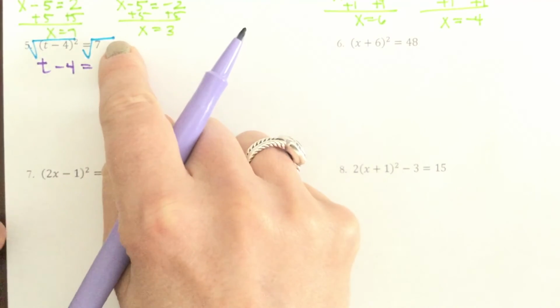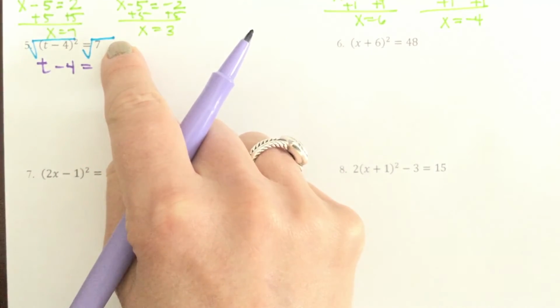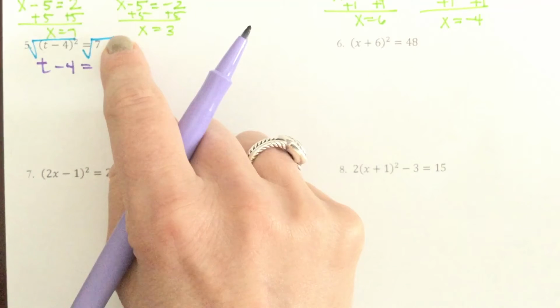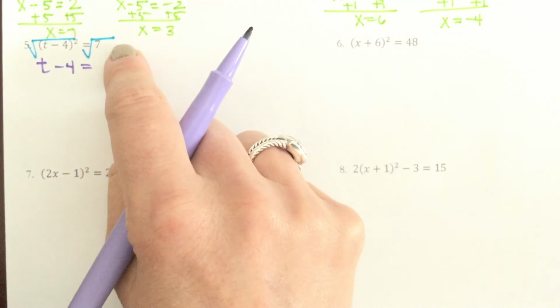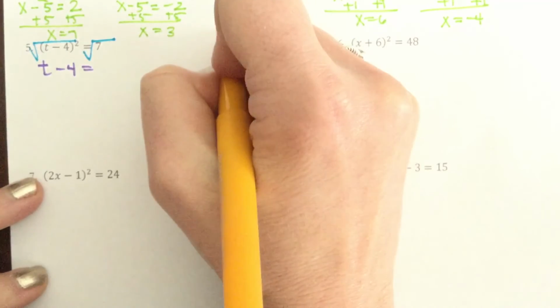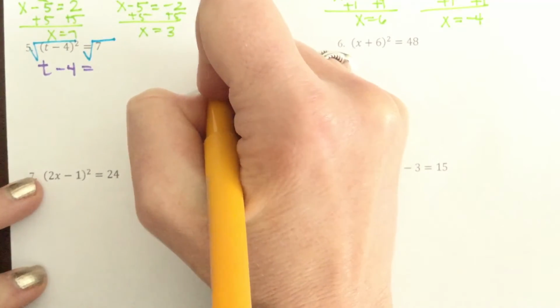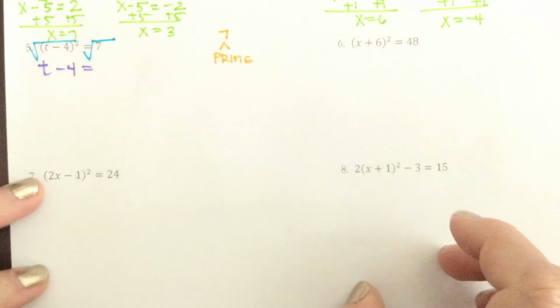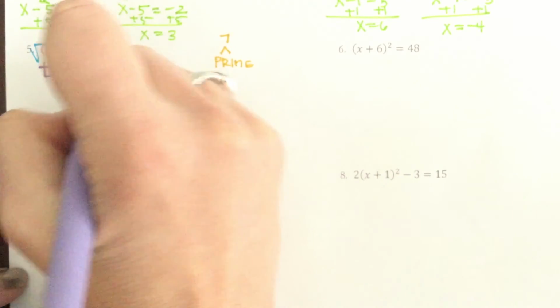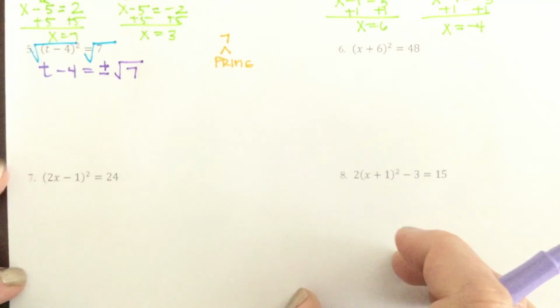But this time, the number under the radical, or my radicand, is not a perfect square. 7 is not a perfect square. So we can try to simplify the square root of 7. If I think about coming out here like we did yesterday and trying to simplify 7 into its prime factors, well, 7 is prime. So there's no way I can simplify the square root of 7 because I'm not going to have any pairs of numbers. So we're going to have to leave this as the square root of 7, making sure that we put the plus or minus in front.